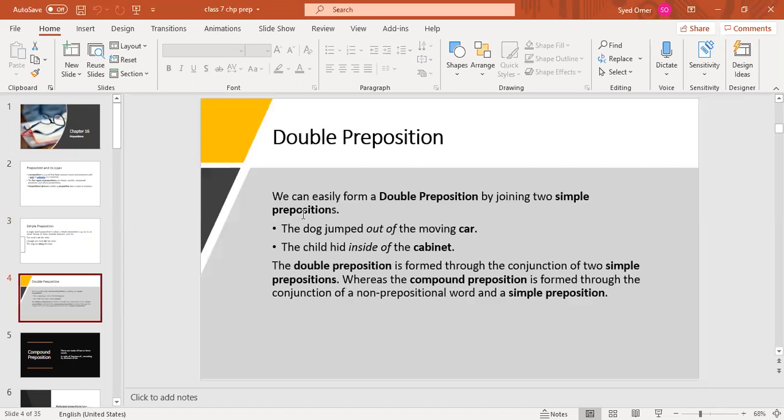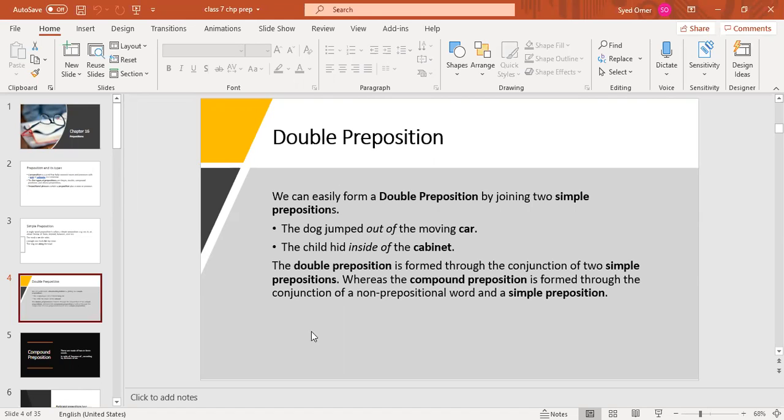Second, double preposition. When two prepositions come together in a sentence, it is known as a double preposition. It is essential that both should be prepositions. Sometimes when a preposition comes with a verb or an adjective, then it is not a double preposition, it is a compound preposition. So there's a difference. When we put two prepositions together, it is known as a double preposition.